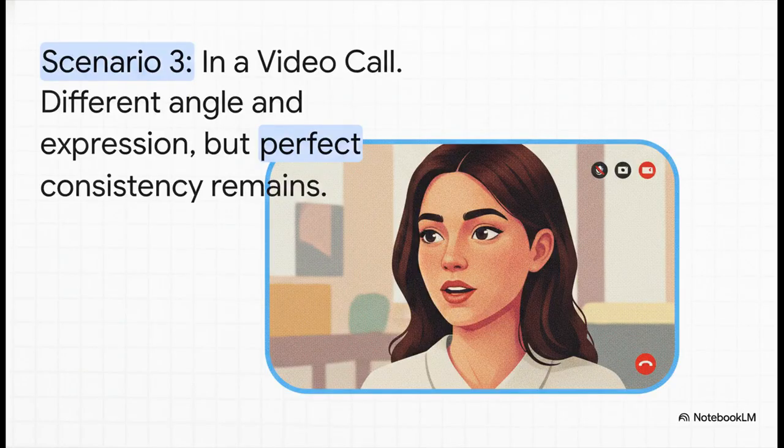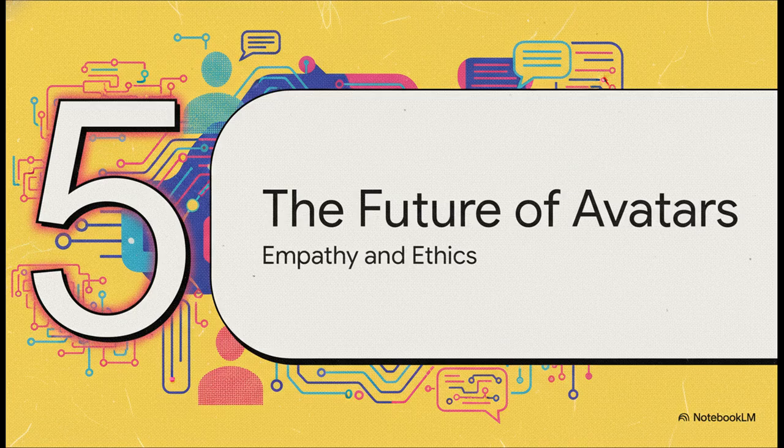And one more time on a video call. Different angle, slightly different expression, but the consistency is still perfect. This right here is the gold standard that makes an AI avatar actually work in the real world. So where is all this tech going? As we get better and better at engineering these digital humans, we're really moving beyond just using them as spokespeople and into a whole new world of interaction.